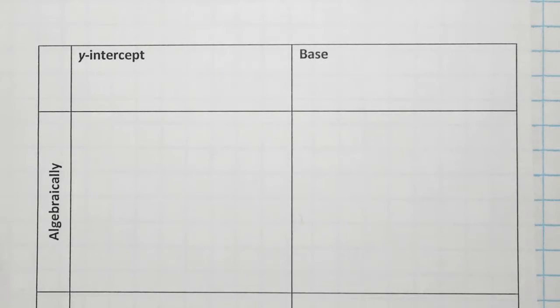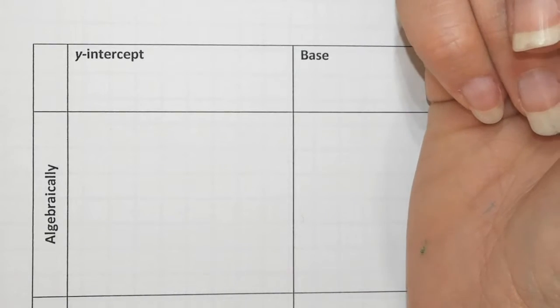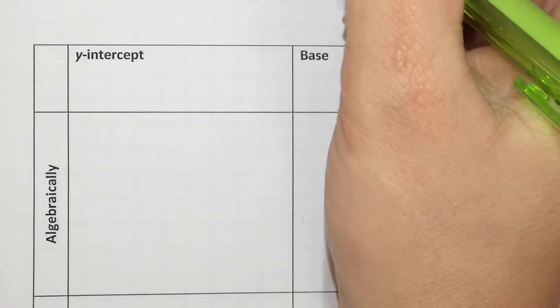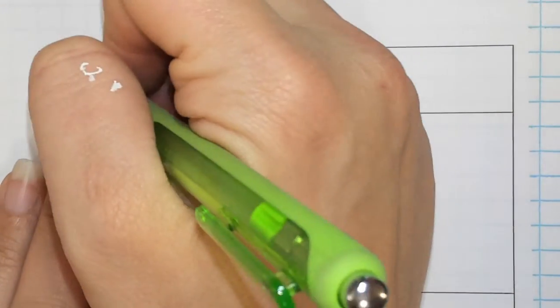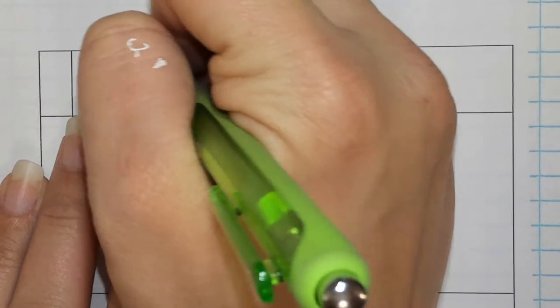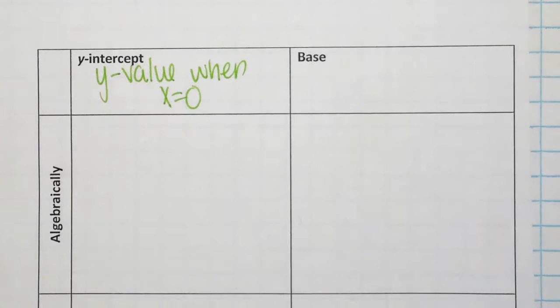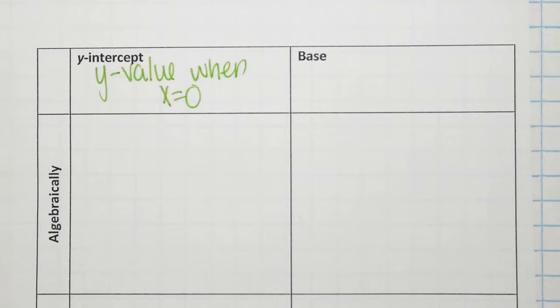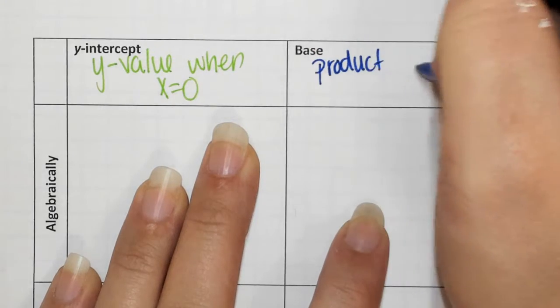Look at you go. Yes. So it's where the graph crosses the y-axis. And what is the x value when the graph crosses the y-axis? It's the y value when x equals 0. I don't know if you forgot this or not, but you're pre-AP. And the base is the product that causes the change.